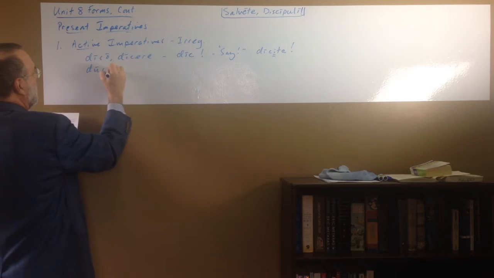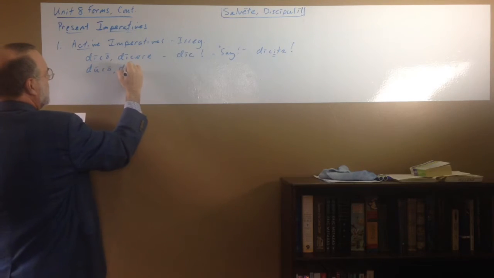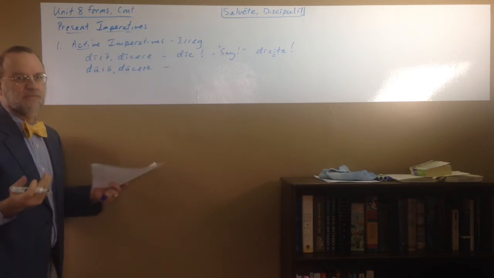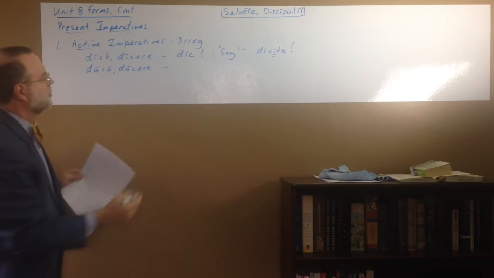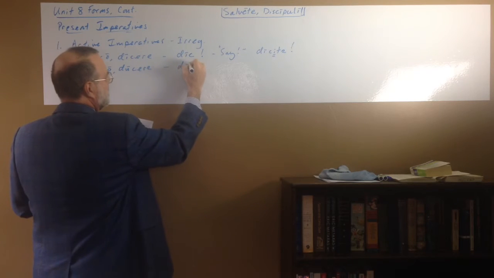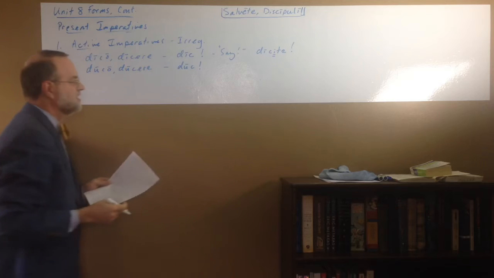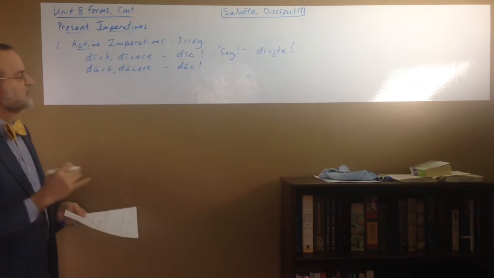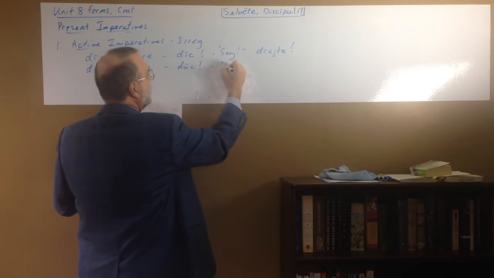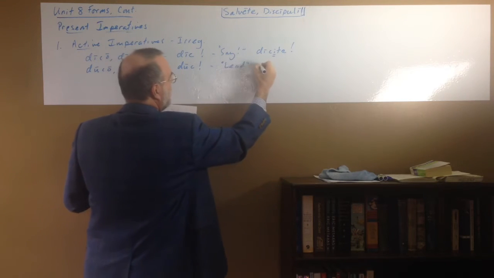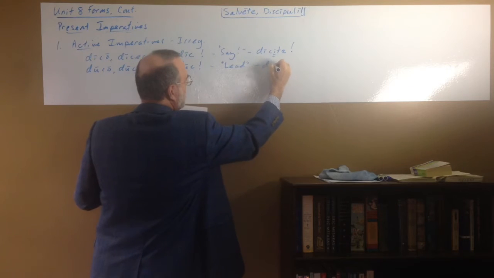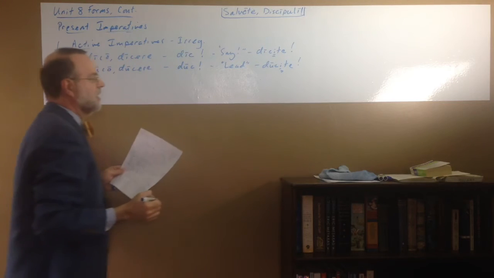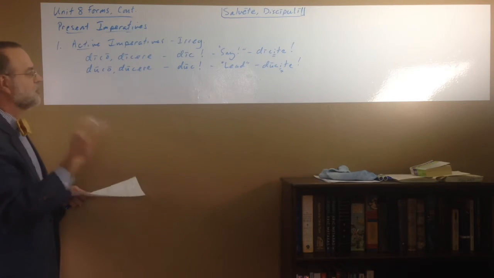Duco, ducere, which is the model verb in the textbook. But I skipped over it because its singular present imperative form is duc, not duce. Okay, just duc. Lead. And its plural form, however, will be regular. So with the stem vowel change for third conjugation, ducite. You plural, lead.